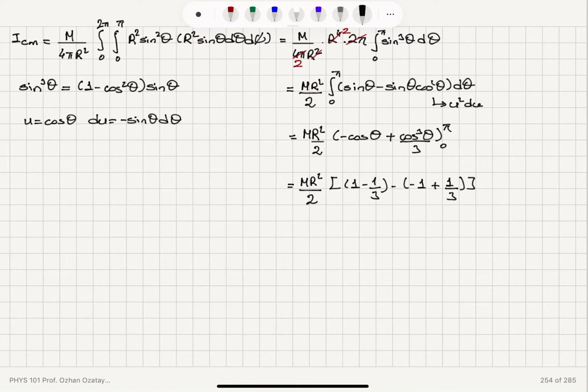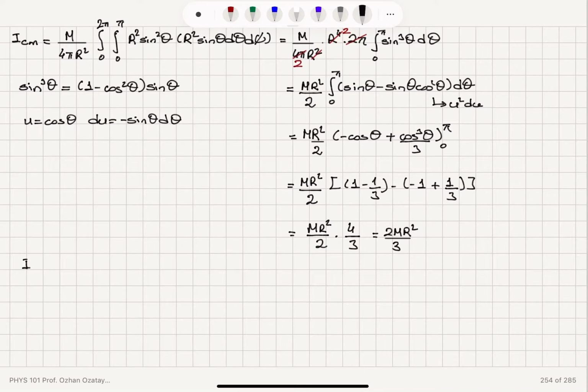So this gives us M r squared over 2 multiplied with 1 minus minus 1 becomes 2. So we have 2 minus 1 over 3 minus 1 over 3. 2 minus 2 over 3 gives us 4 over 3. So the answer is 2 M r squared divided by 3. This is the moment of inertia of a uniform spherical shell.